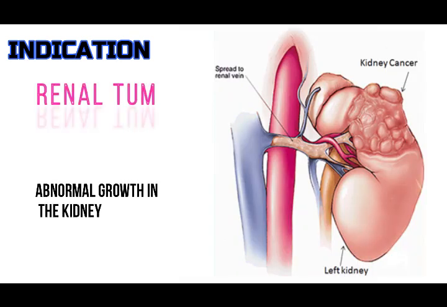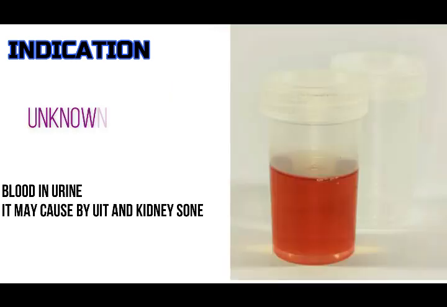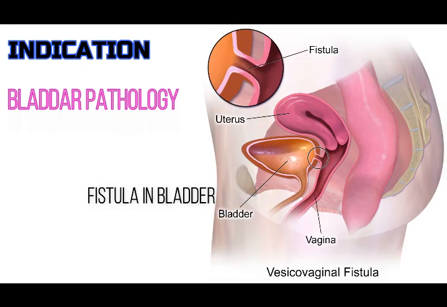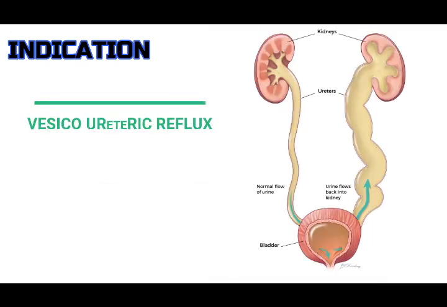The third one is renal tumor. It means abnormal growth in the kidney. And the fourth one is unknown hematuria, blood in urine. It may be caused by UTI or kidney stone. And another one is bladder pathology, like diverticula in the bladder and fistula in the bladder. We can see vesico-ureteric reflux in this procedure.